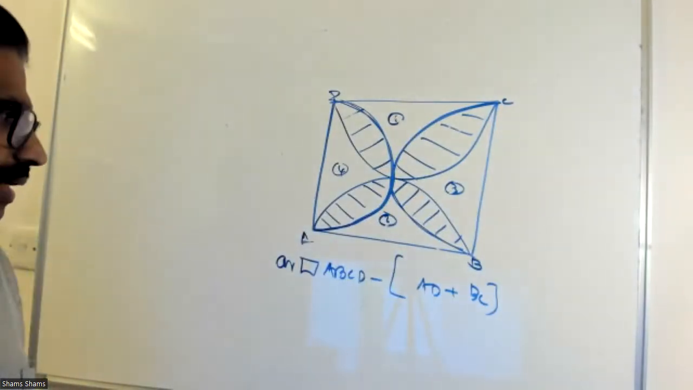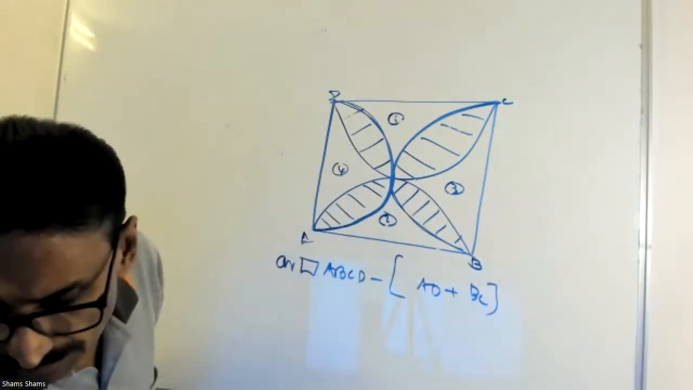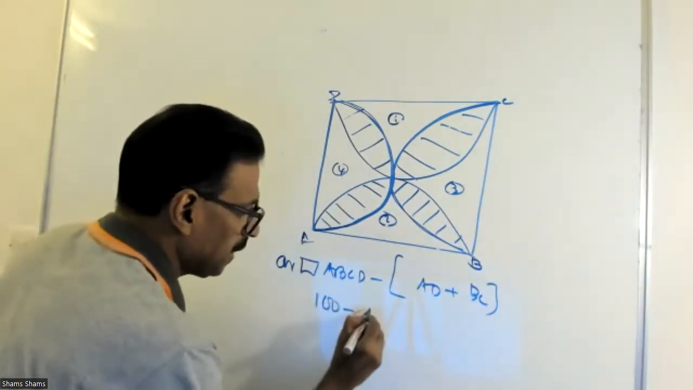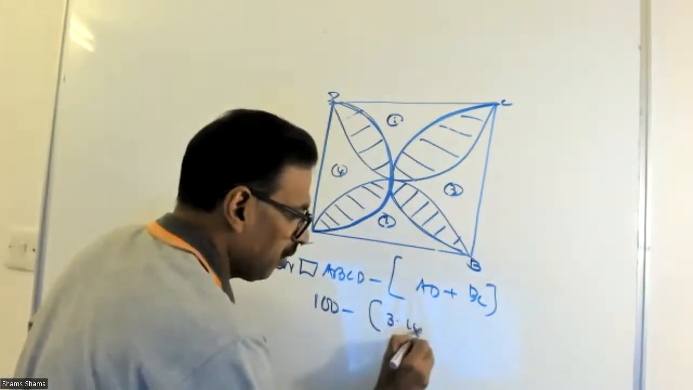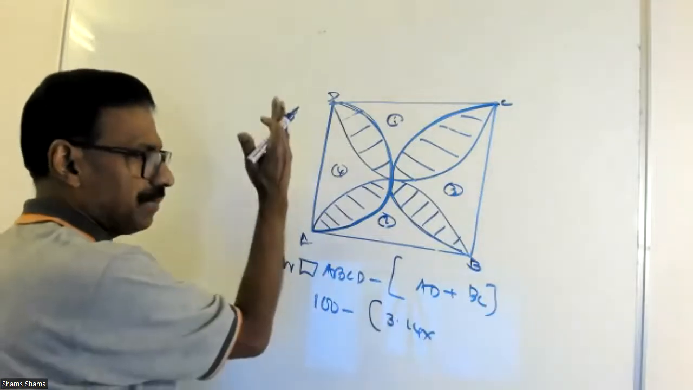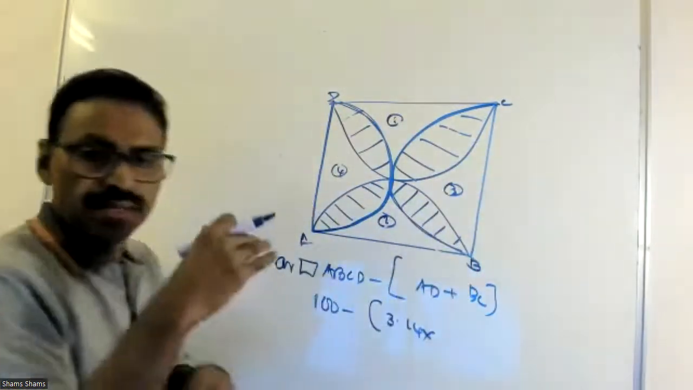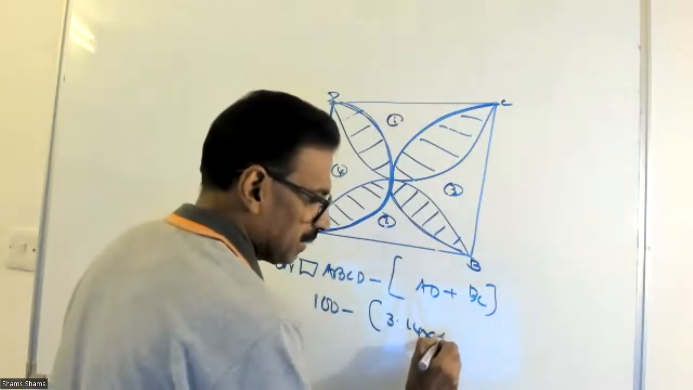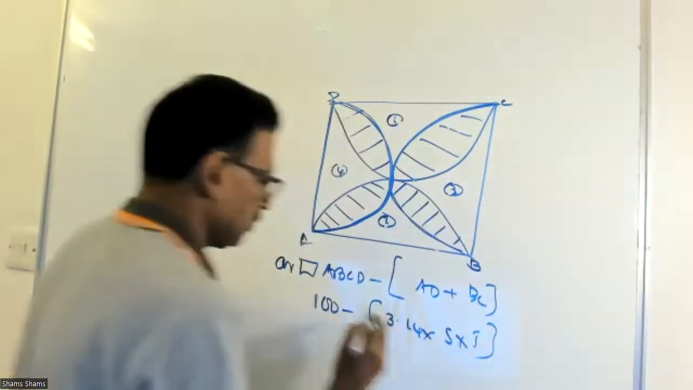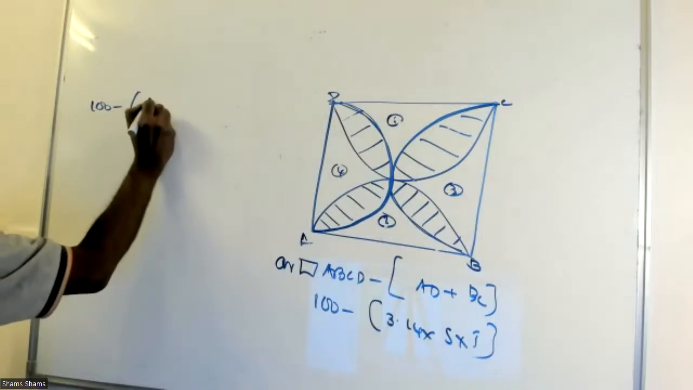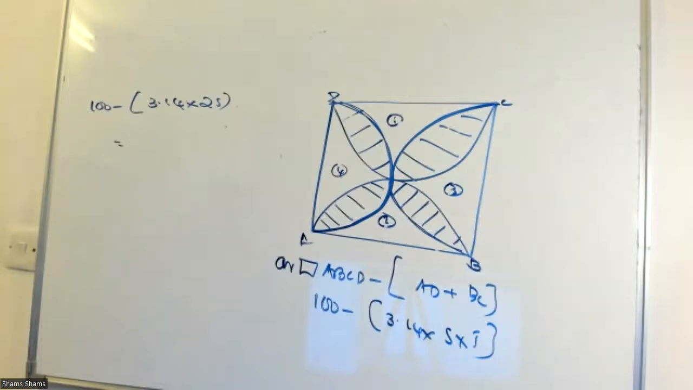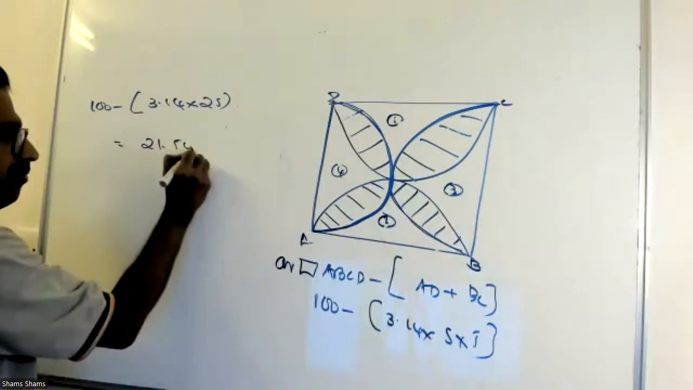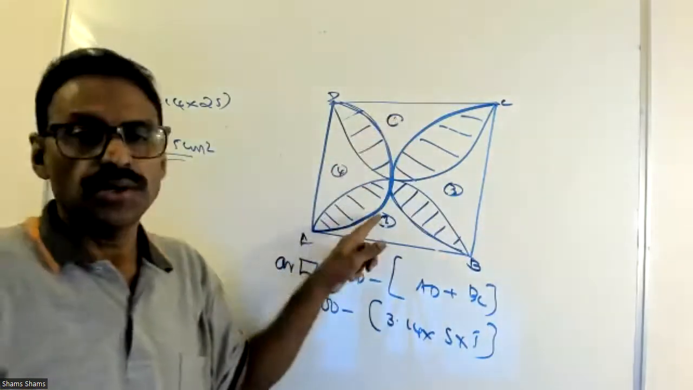Yes, sir. So ABCD square, side is 10, so 100 minus pi value, we can take 3.14, into these two, semicircle on AD and semicircle on BC forming a circle. Pi r square, r is 5 into 5. So that is 100 minus 3.14 into 25. How much is that? Anybody got that? I think 21.5 centimeter square. Area of 1 and 2 is 21.5.